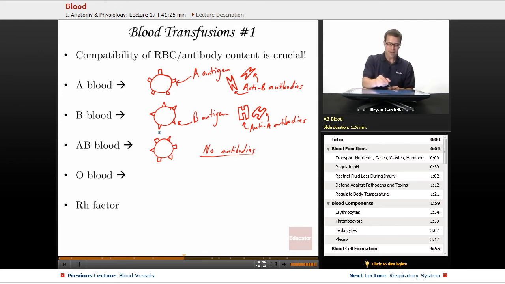So the amazing thing about having AB blood is you can give that person almost any kind of blood because they don't have antibodies floating around in their plasma that are going to cause problems. You can put this in as long as you take out the anti-A antibodies, because you can strain them out. As long as you take out these antibodies, they'll have no trouble with these kinds of red blood cells.